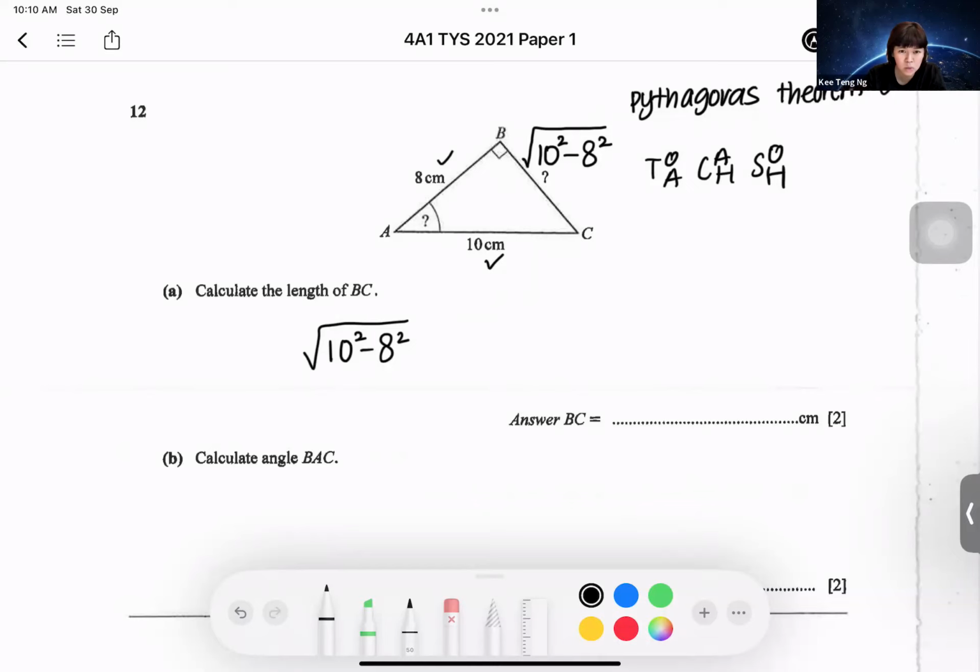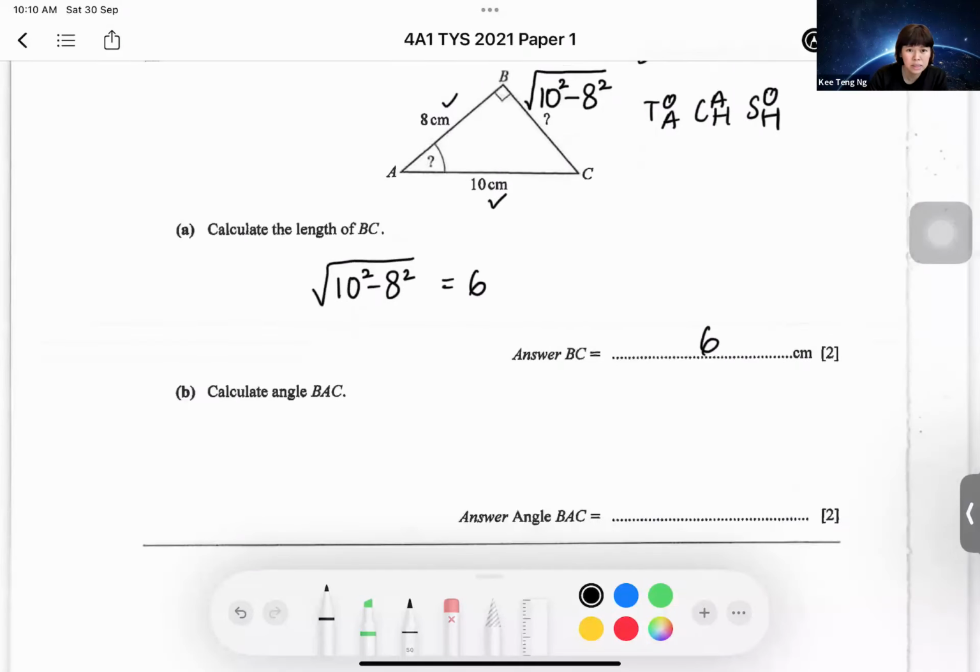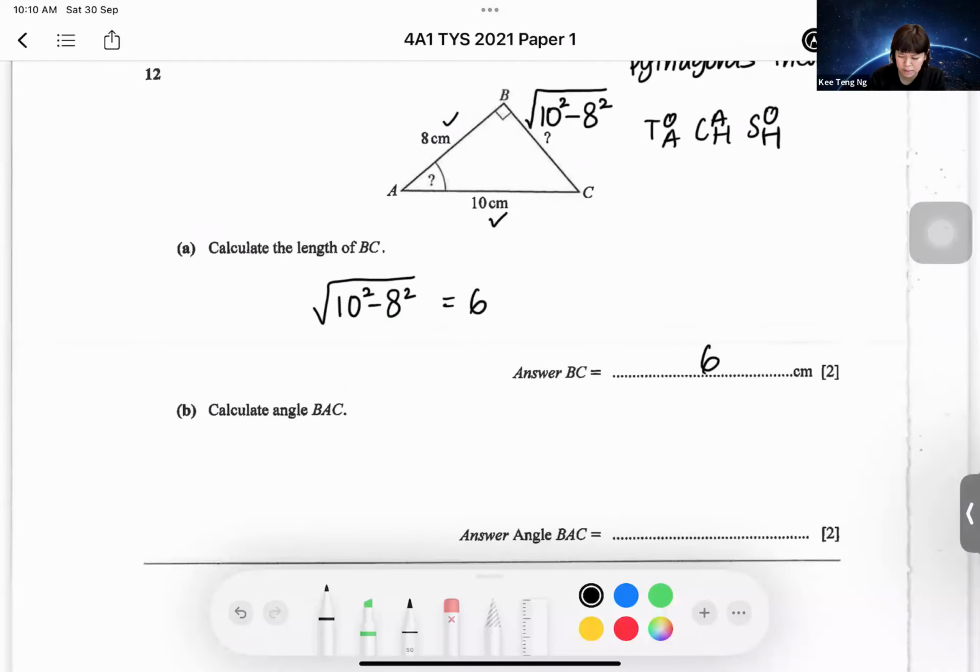10 square is something square plus something square. But if it's a shorter one, it's not the hypotenuse, you subtract. So we do 10 square minus 8 square. Square root, and you get your number 6. Right? So now I know this answer. Next, find the angle BAC.